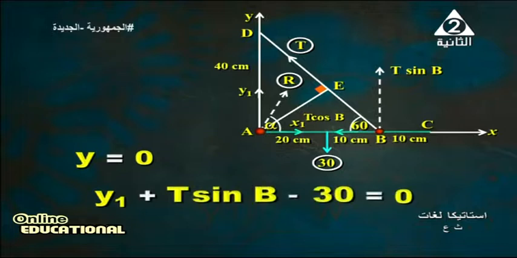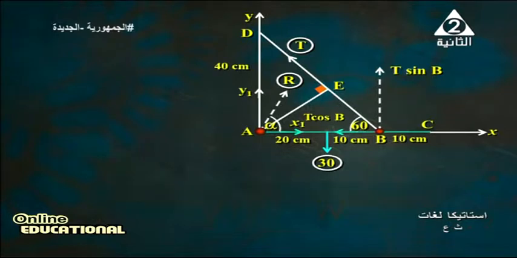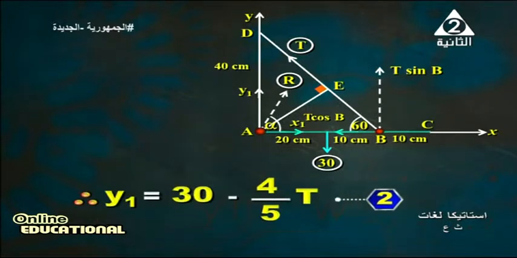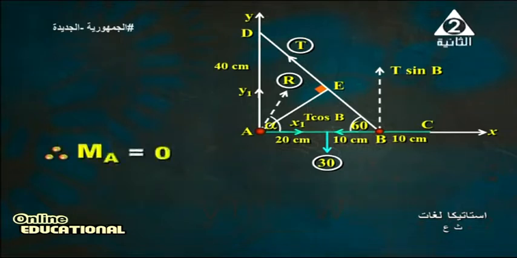Summation of Y equals 0. What is the force in vertical? Y1, T sine B, and the weight of AB, 30. Y1 plus T sine B minus 30 equals 0. Y1 equals 30 minus 4 over 5 T. We have two equations and 3 unknowns.